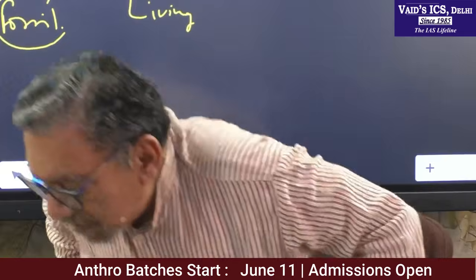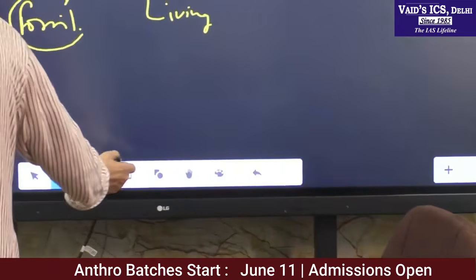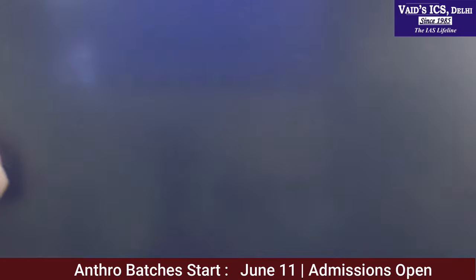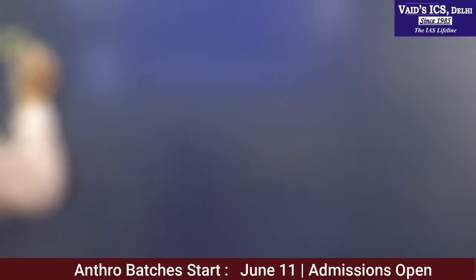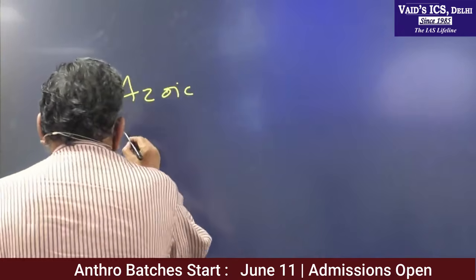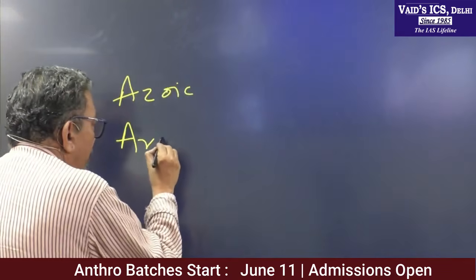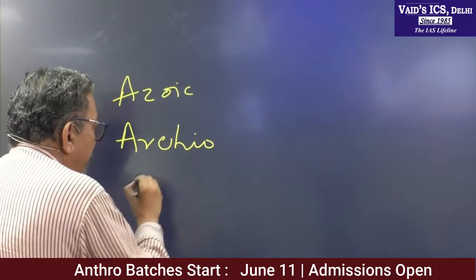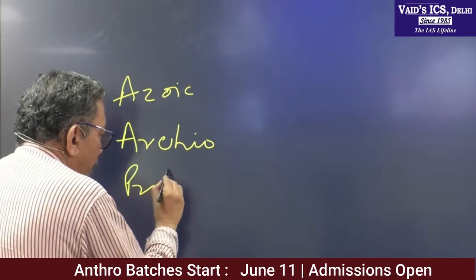So the initial phase when Earth was there but life was not is called the Azoic era. A means without, Zoa means life. Then you have two phases of very primitive life. You call them Archaeozoic and Proterozoic.